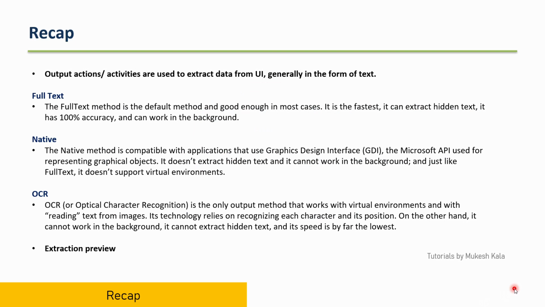Okay, so now let's have a quick recap. Today we have seen that we have something which is called output actions, or I would say output activities, which are used to extract the data from a user interface, generally in the form of text. We have different methods: full text, native, and OCR. All of them have different capabilities and different drawbacks. As an RPA developer, you should know when to use what. Apart from that, we have two more things. One is called the default and the other is called the word information.